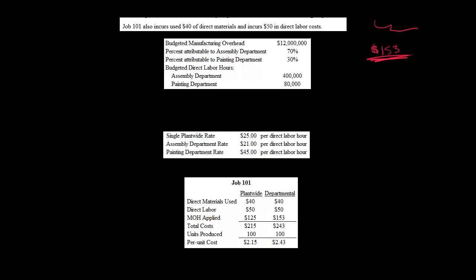When we take the total product cost divided by the number of units produced in the job, we see that the per unit cost is $2.15 using a single rate. But when we use the multiple rates, we get $2.43. You might have other examples where the plant-wide rate would give a higher per unit cost, so it's not always going to turn out like that.